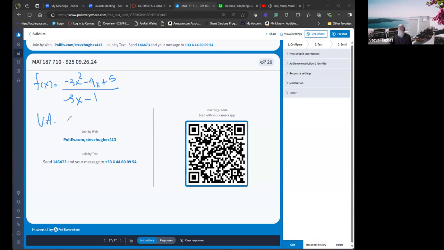All right. So the vertical asymptote. If we want to start here, the vertical asymptote, we set negative 3x minus 1 equals 0. Negative 3x equals positive 1. X equals negative 1/3. That's our vertical asymptote. That tells me the domain. The domain is x cannot equal negative 1/3.